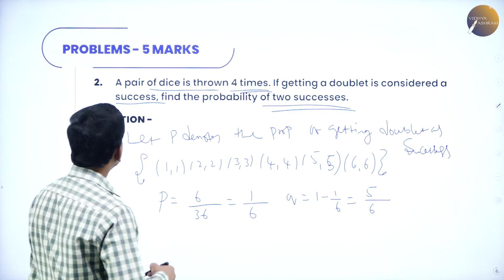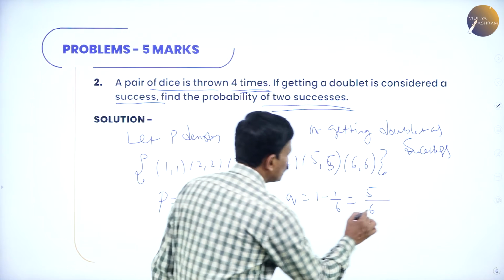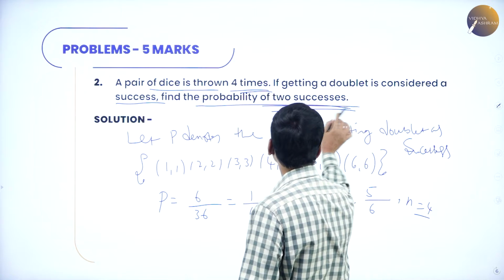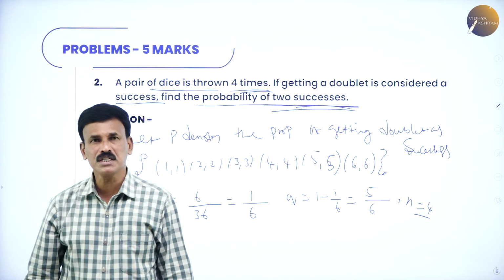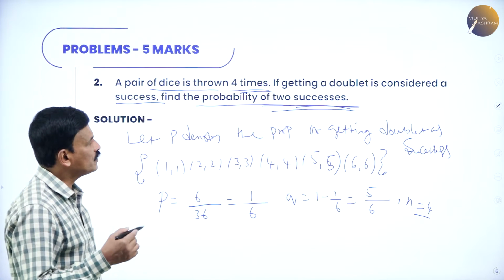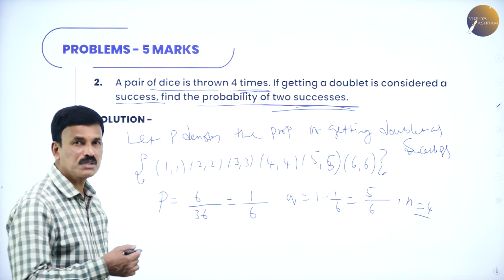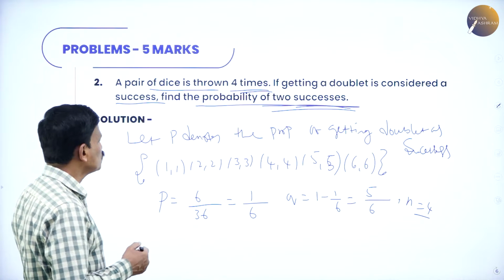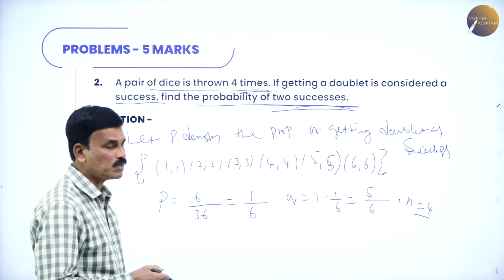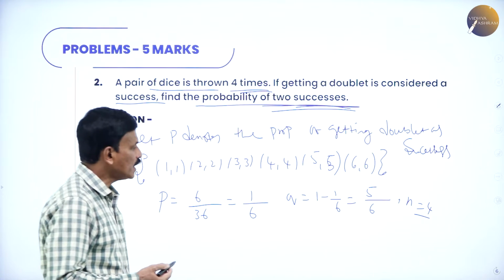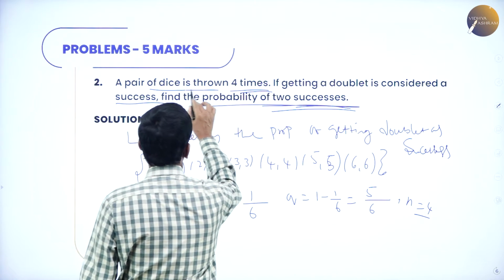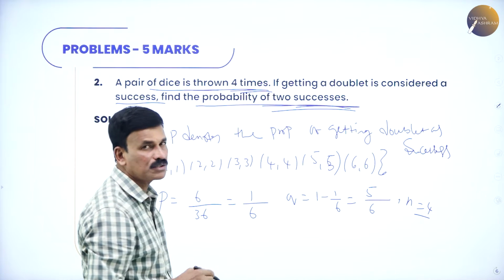Now, what is given? A die is thrown 4 times. So therefore, N is equal to 4. Then find the probability of getting 2 successes. Now, listen to me. Let P denote the probability of getting a doublet as a success. Then the possible doublets are 1,1 through 6,6. Therefore, P is equal to 6 by 36, that is 1 by 6, and Q is equal to 1 minus 1 by 6, which is 5 by 6. And N is equal to 4, since a die is thrown 4 times.